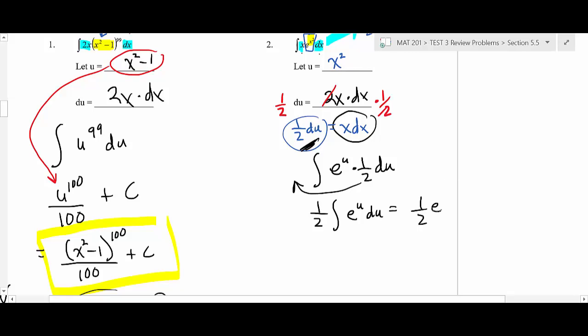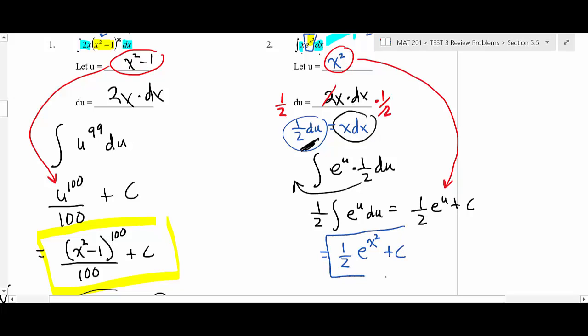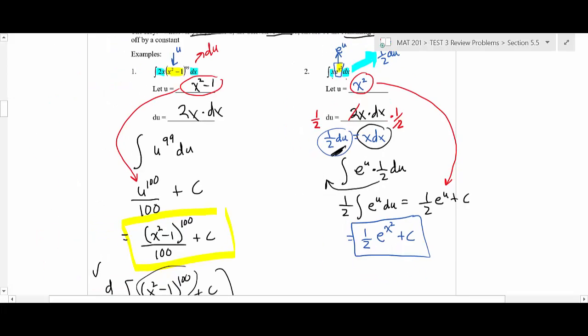All right. Now, there's one other thing you must remember to do. You always got to do this. Whatever u is, you got to go back and plug it in because your answer's got to have x in it. Okay, that's the original variable. So the final answer is going to be 1/2 e to the x squared plus c. So that is your antiderivative on that one.